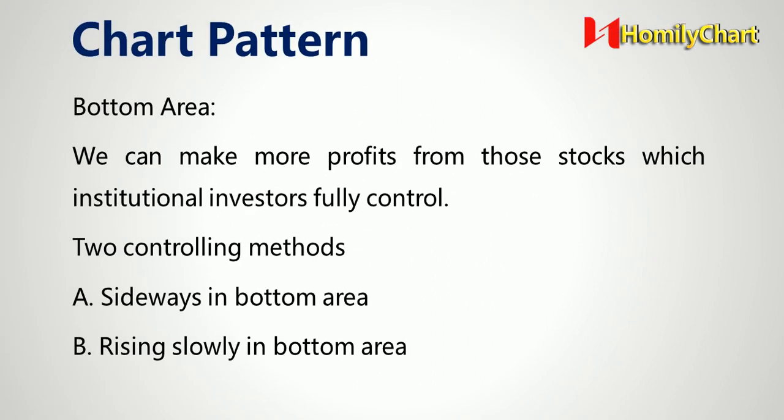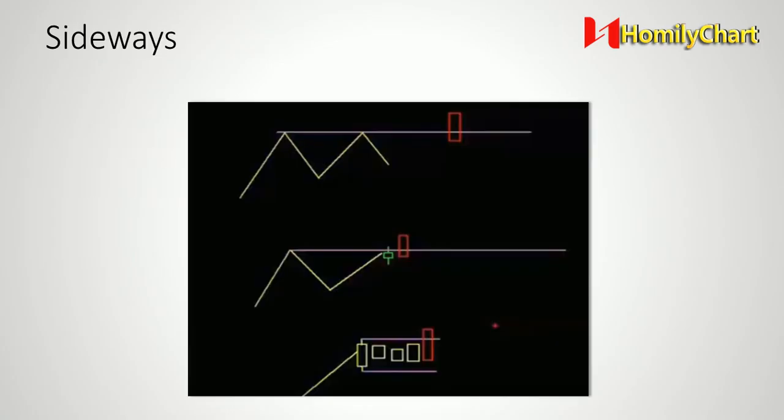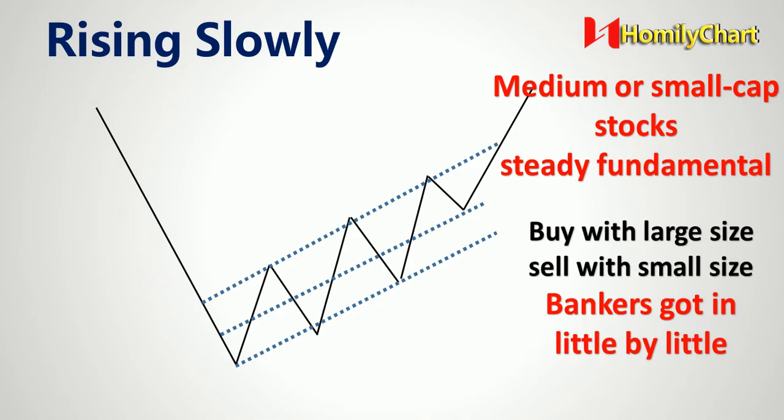Then chart pattern for the bottom area. So sideways in bottom area and rising slowly in bottom area. So you should remember this chart. Sideways in bottom area, top upwards, bottom upwards. You should check. If the price falls below, not good. Upward breakout, good. Okay. So this pattern is also the same, sideways. This is also the breakout, but it's different because it's the uptrend breakout, okay? So liquidation, then we can see this pattern rising slowly. If you see this share is from downtrend to the uptrend and rising slowly, you should know steady fundamental, okay?